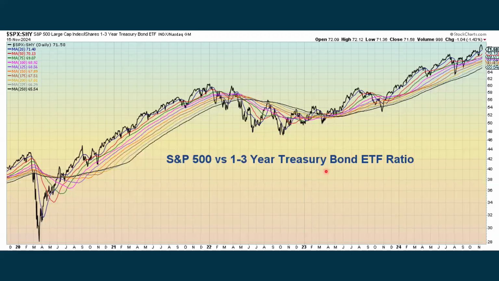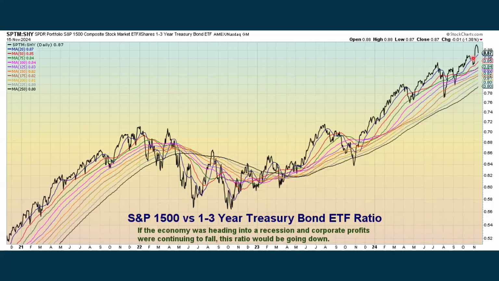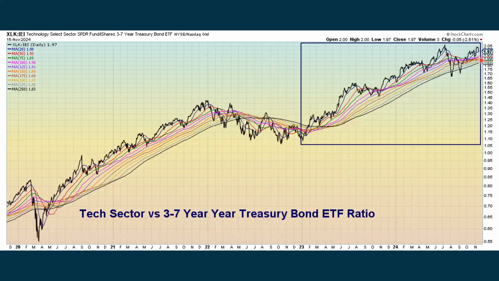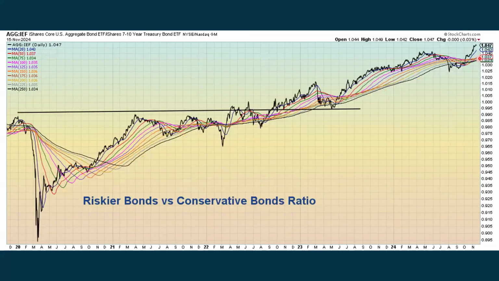And then we do some ratios of the S&P 500 to short-term bonds, 1 to 3 years, coming down, but still at the top end of the rainbow. S&P 1500 compared to short-term bonds, coming down, but still above the rainbow. Broad market measure with 3 to 7 year bonds coming down, but still above the rainbow. The tech sector to 3 to 7 year bonds coming back down to the top end of the rainbow.